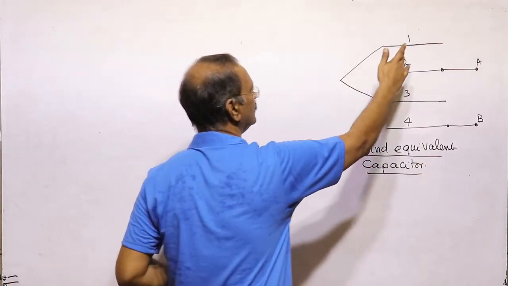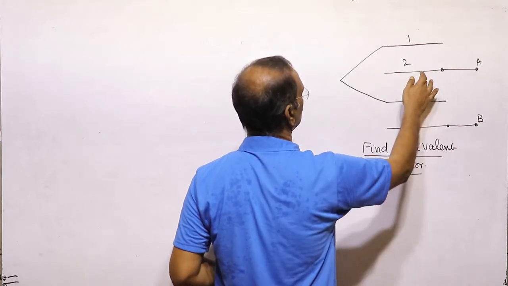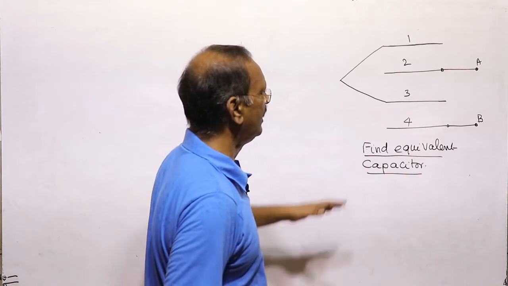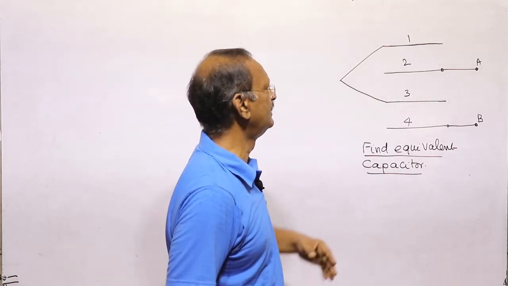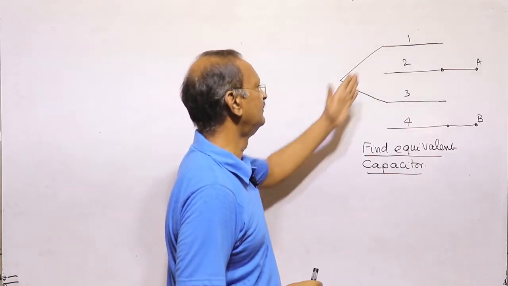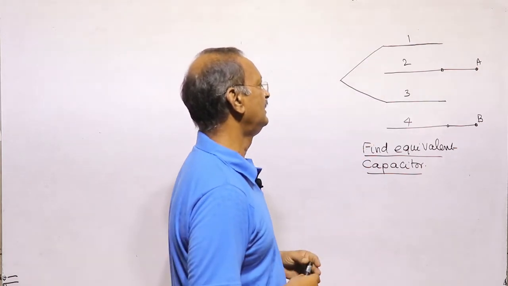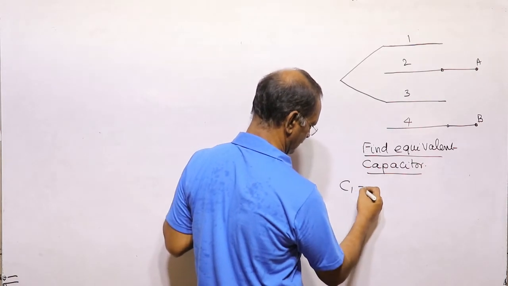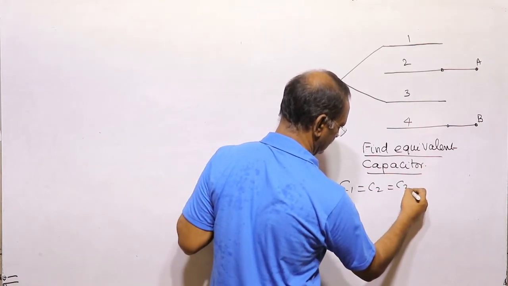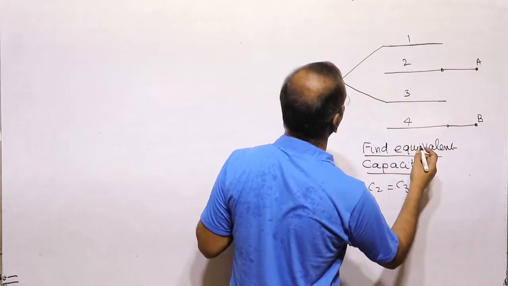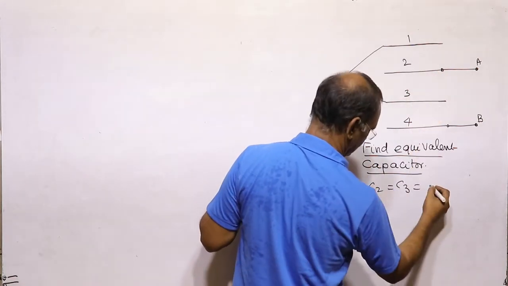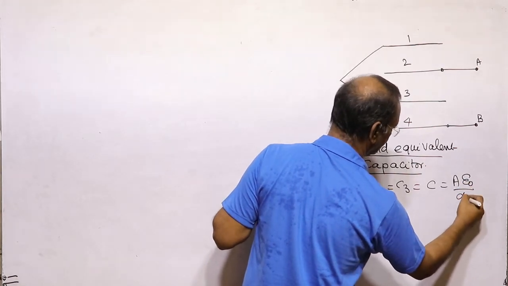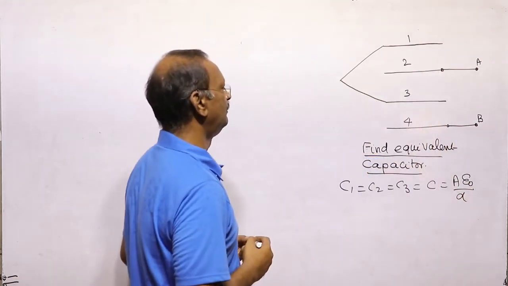It means 1 and 2 form a capacitor, 2 and 3 form a capacitor, and 3 and 4 form a capacitor. All have equally spaced plates. It means d is the same for all, and all have equal plate area. So capacitors C1 = C2 = C3 = C, which is equal to A epsilon naught by d, because all form parallel plate capacitors.